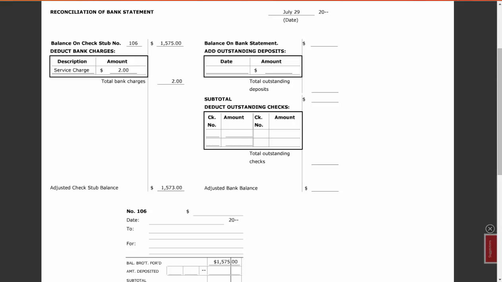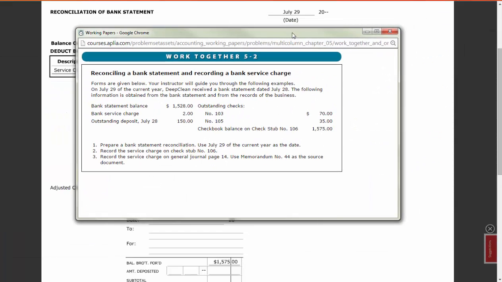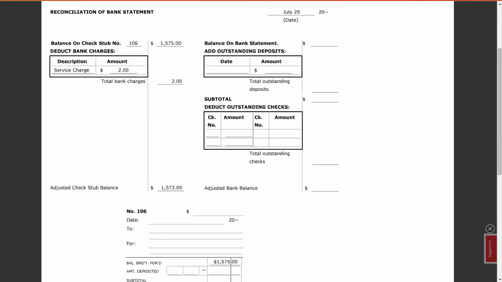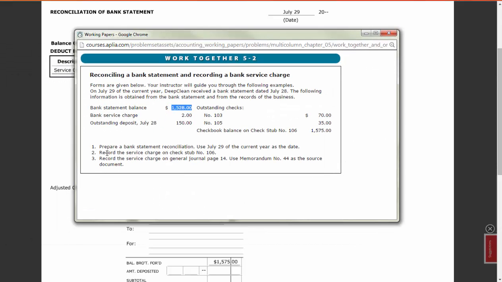The right-hand side, we have to get more information from our directions. Our bank statement balance is $1,528. They give us that right here. So I'm going to need to put this information right up here on the top. Okay. The next section here, it says outstanding deposits. And if you read right here, do we have any outstanding deposits?